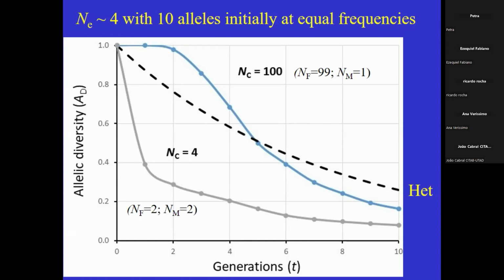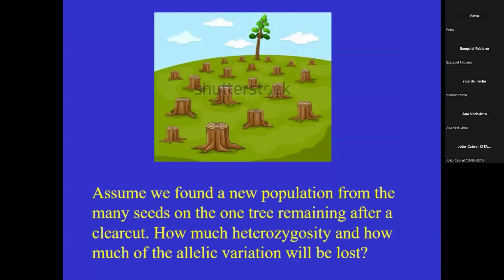Well, to me, it's helpful to have examples. So this is an example. Let's think we have a population of trees, a forest of trees, and we cut down all of the trees except one. Then we found a population.